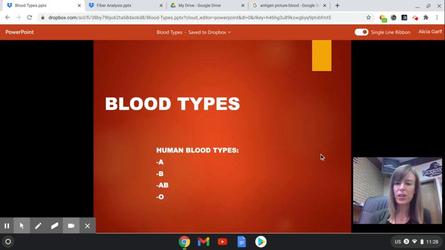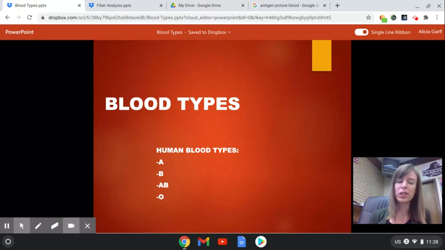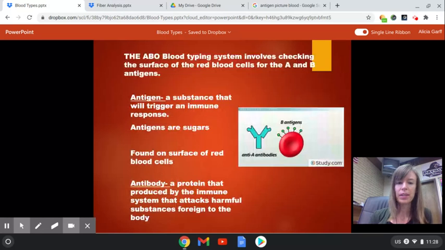Everyone. So we're going to be talking about blood types today. This will be a really quick video. There's 4 blood types, A, B, AB, and O. And then within each of those, you can be either positive or negative. So we're going to talk about what all of this means.